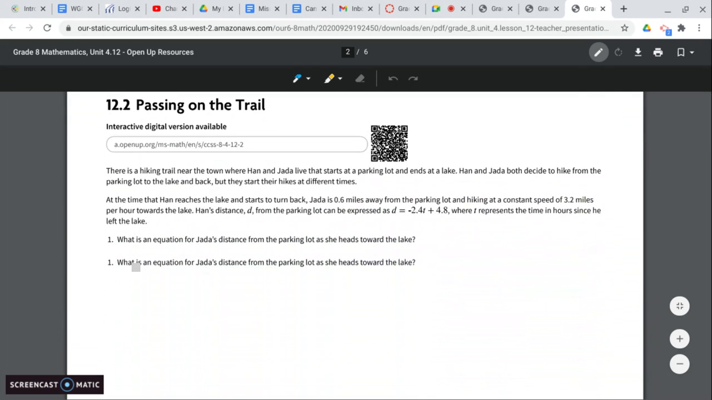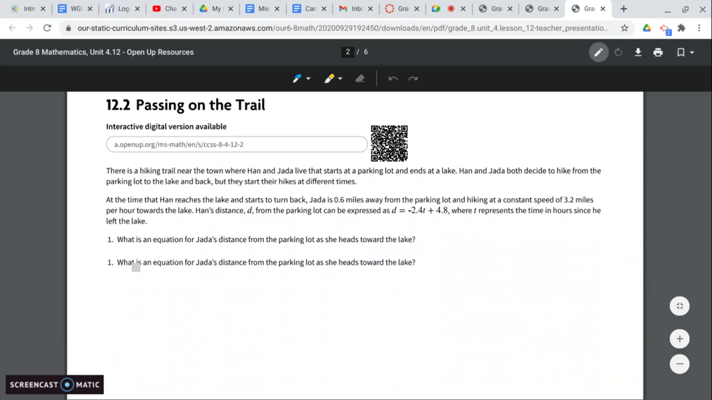There's a hiking trail near the town where Han and Jada live that starts at a parking lot and ends at a lake. Han and Jada both decide to hike from the parking lot to the lake and back, but they start their hikes at different times. At the time Han reaches the lake and starts to turn back, Jada is 0.6 miles away from the parking lot and hiking at a constant speed of 3.2 miles per hour towards the lake.